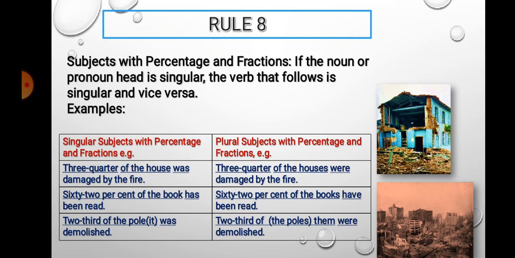The last example here says 2/3 of the pole was demolished. A complete pole has been destroyed up to 2/3. And again, when you have 2/3 of the poles, 2/3 of them were demolished.